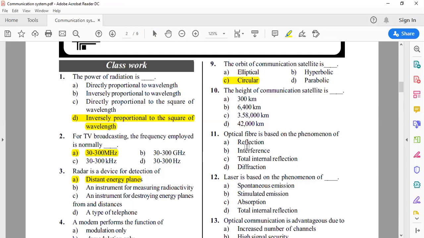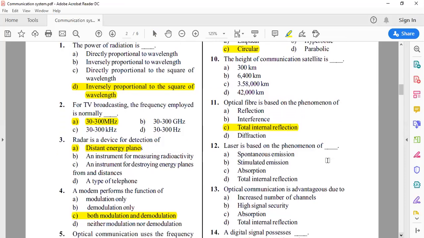Optical fiber is based on the phenomenon of this optical fiber. It completely depends upon the principle of total internal reflection. What is total internal reflection? When light propagates from a denser medium to a rarer medium at a critical angle, or when the incident angle is greater than the critical angle, then the total incident light is reflected back in the same medium. So for question number 11, the correct option is total internal reflection.